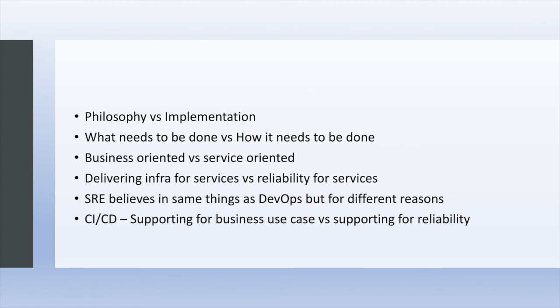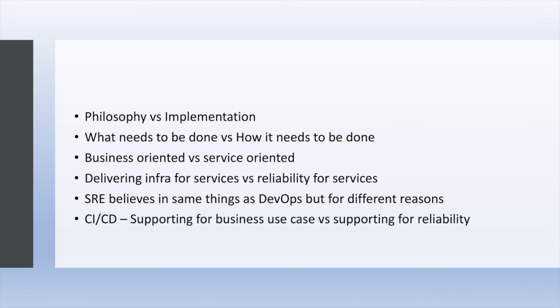So if you see SRE, R stands for reliability, right? And in DevOps, Ops is for operations, right? Whatever I have seen is that in most cases, the main role of DevOps is to deliver infra for the services, like having continuous integration and continuous deployment infra, so that the developers can directly push the code to production. Versus for SRE, the main responsibility is to increase the reliability of whichever services they have.